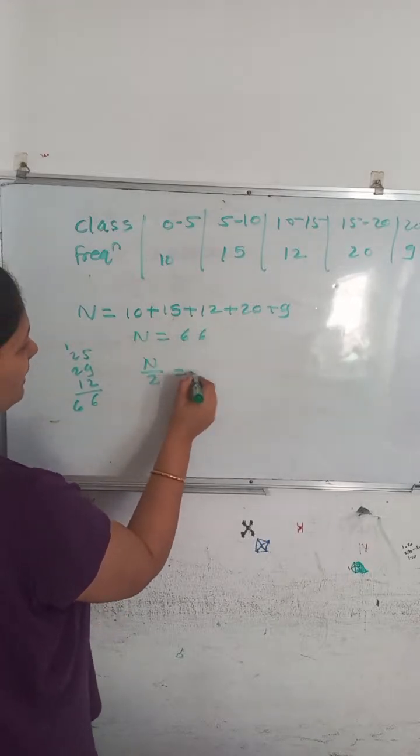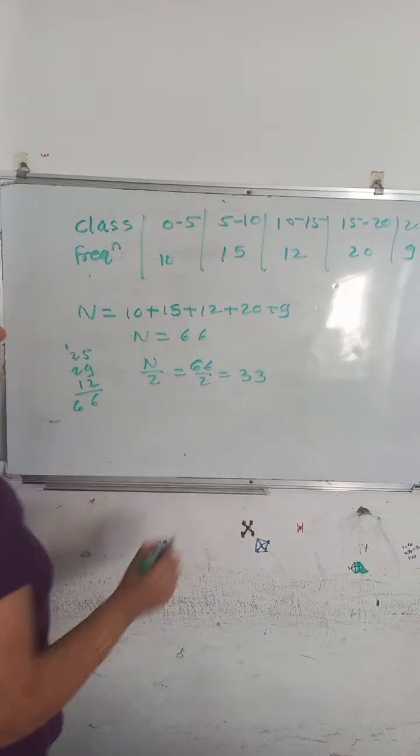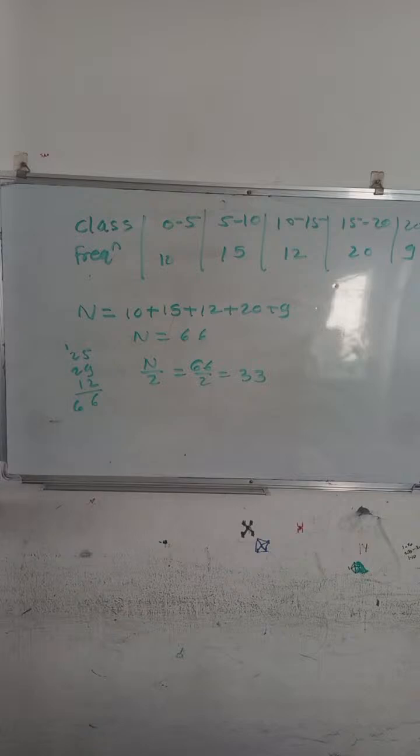For the median class, n by 2, that is 66 by 2, equal to 33. So n by 2 I am getting here is 33. That is, the 33rd frequency lies in which class? The 33rd. So near to that, check which one is there.